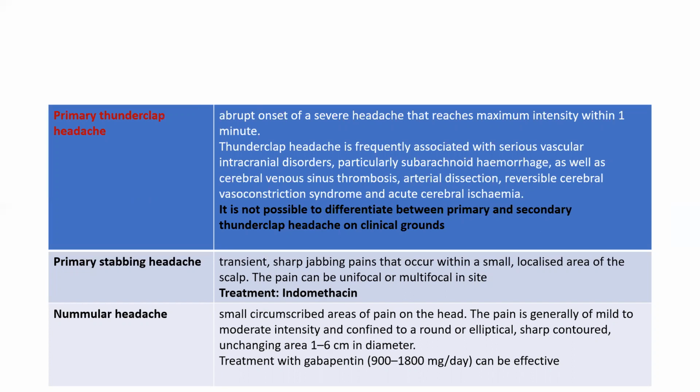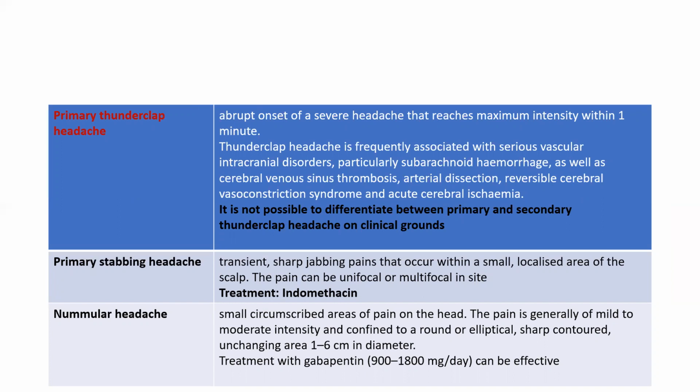So the patient will say, I am facing the worst headache within 1 minute of the onset. We can say primary thunderclap headache when we are excluding all the secondary causes like subarachnoid hemorrhage, venous sinus thrombosis, arterial dissection, PRES syndrome, that is posterior reversible encephalopathy syndrome, or acute cerebral ischemia. You should always remember it is almost impossible to distinguish primary and secondary thunderclap headache on just clinical grounds. So we also need imaging in order to confirm whether it is primary thunderclap or a consequence of secondary thunderclap headache.